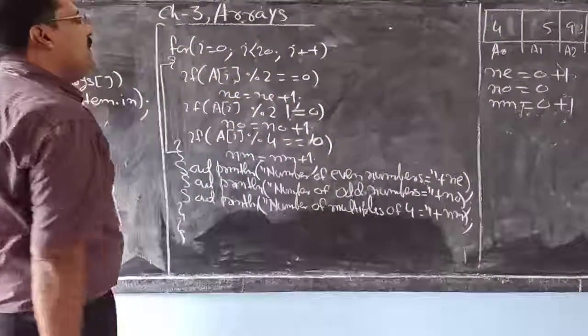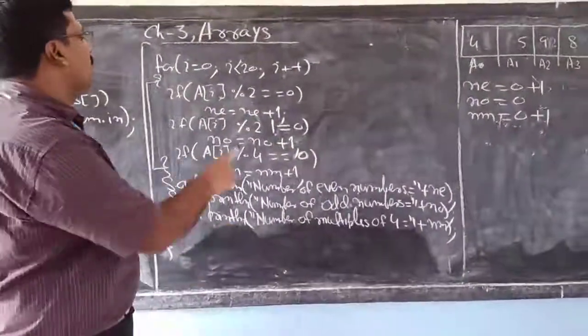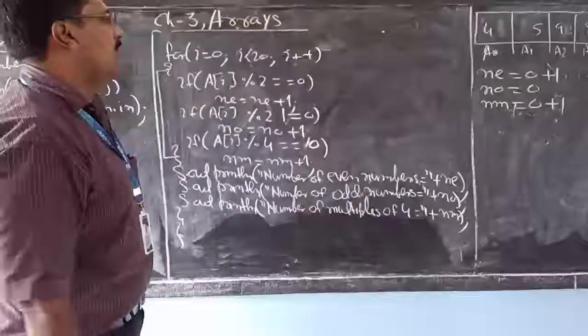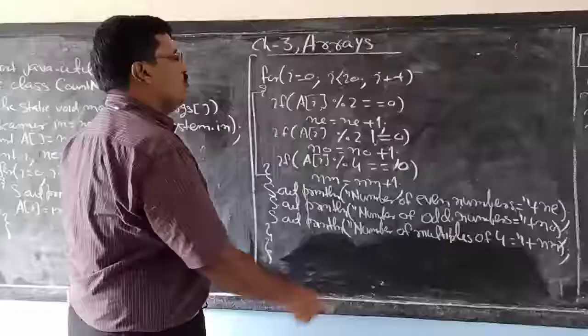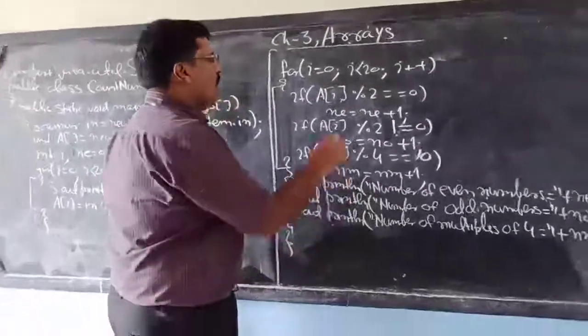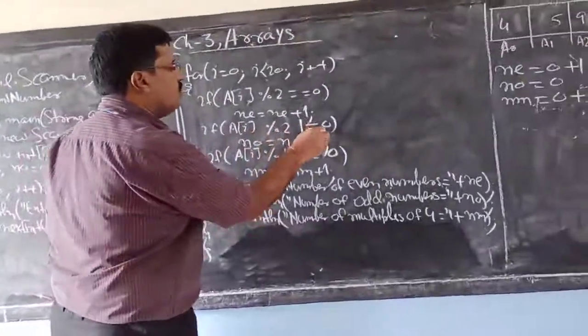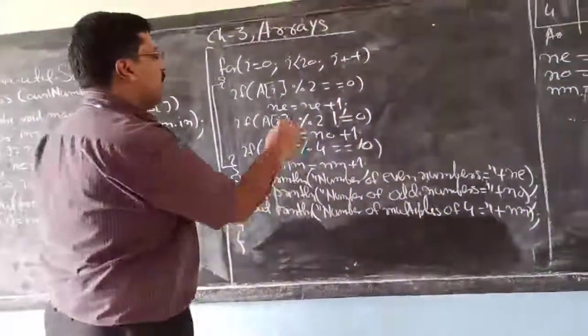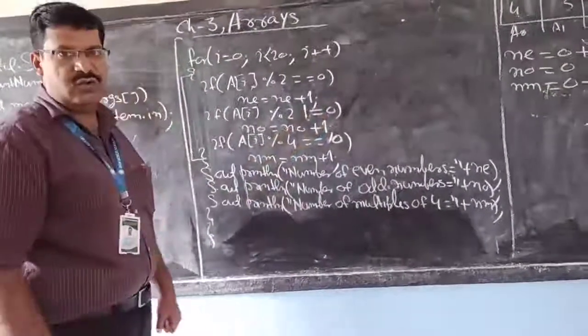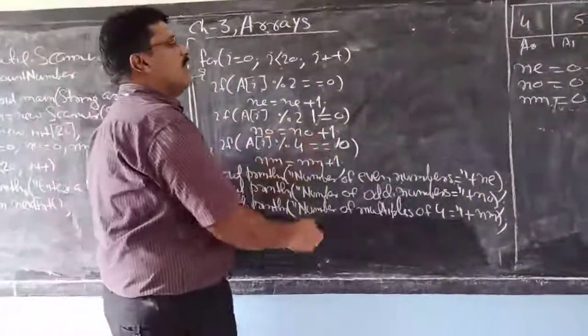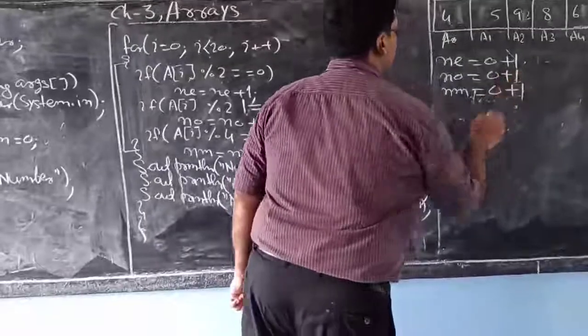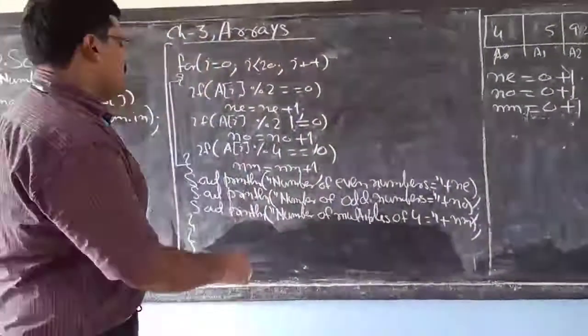Next i value will be 1. What is the next i value? 1. If a1 is 5, the 5 modulus 2 equal to 0? No. Condition false. 5 modulus 2 is not equal to 0. Yes. If you divide 5 by 2, the remainder is not equal to 0. So no equal to no plus 1, it's 0 plus 1. Okay. Now come here.